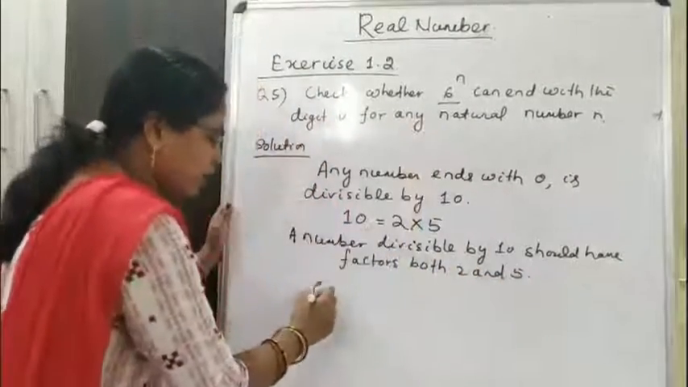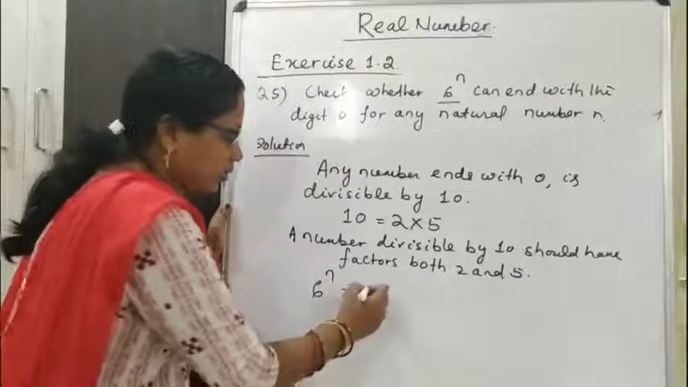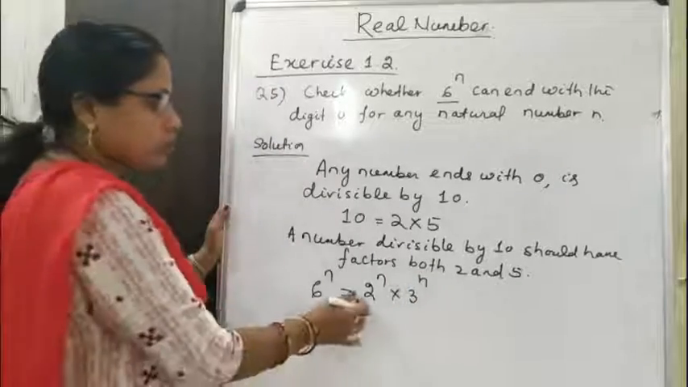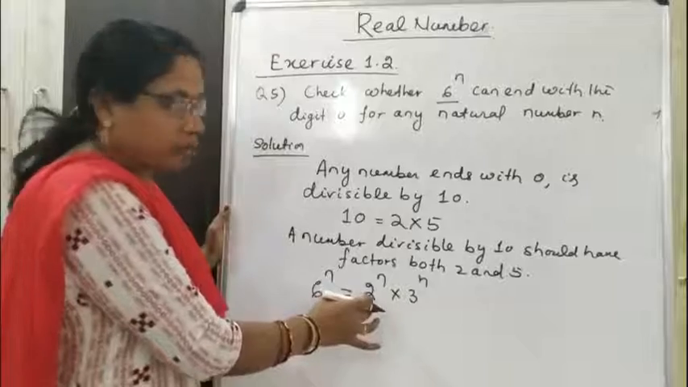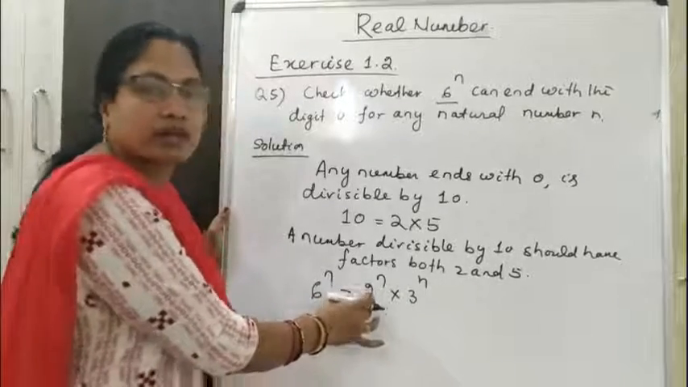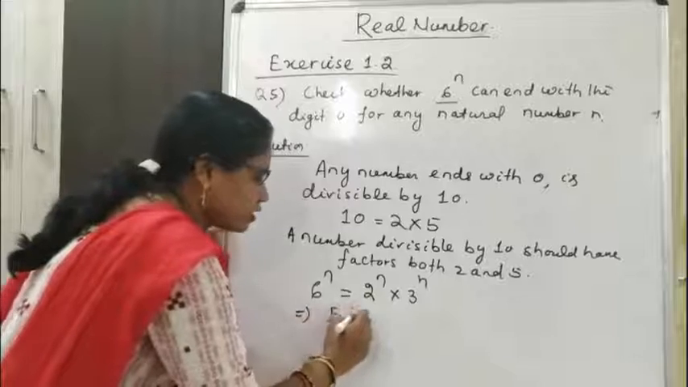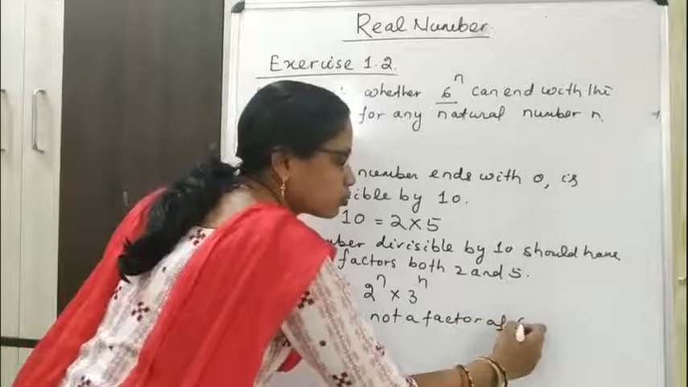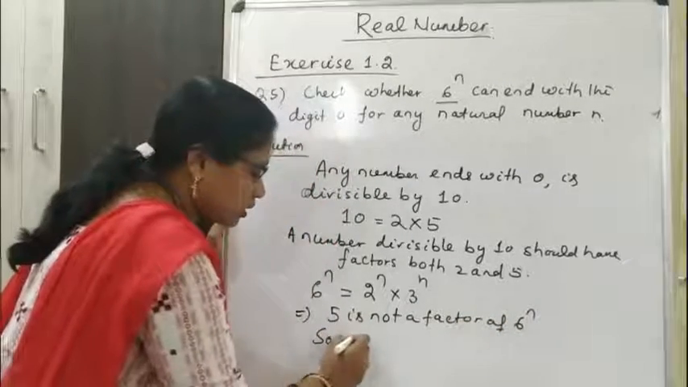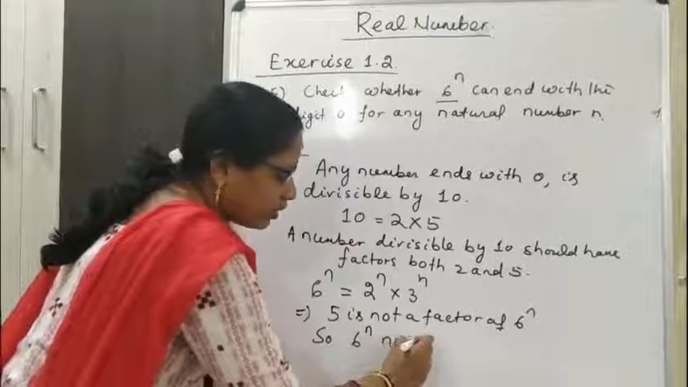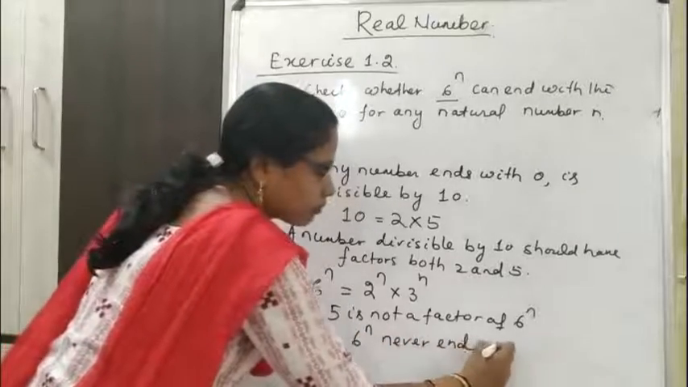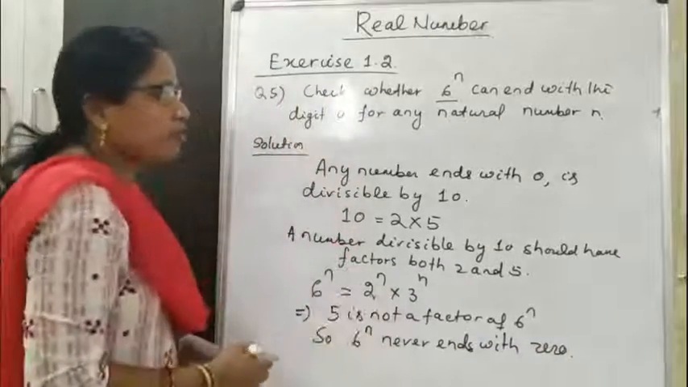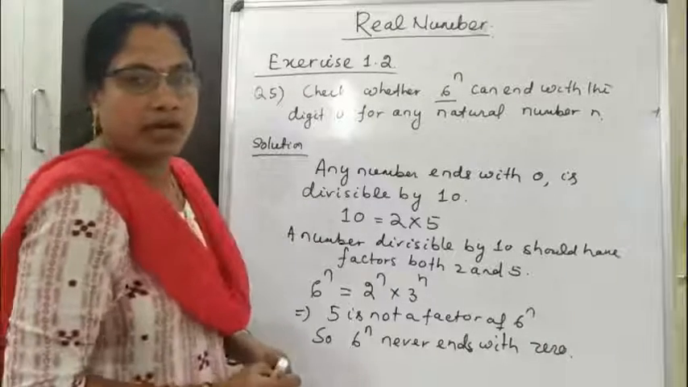But 6 to the power n can be factorized as 2 to the power n multiplied with 3 to the power n. So it has 2 as a factor, but 5 is not a factor of 6 to the power n. So this implies 5 is not a factor of 6 to the power n. So 6 to the power n never ends with 0. In this way, you can prove that 6 to the power n never ends with 0.